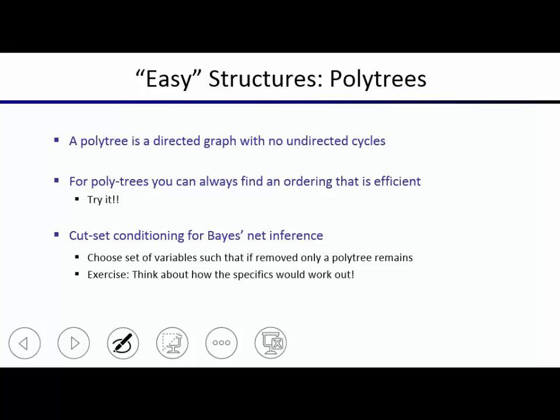So how expensive Bayes net inference is, one way to measure it is: what's the size of the biggest factor for the best elimination ordering? Another way to measure it: what's the smallest number of variables I need to cutset condition out, so to say, such that I get a polytree where inference is efficient? It does turn out that both will give you the same answer. The number of variables you need to cutset condition out versus the size of the largest factor in the best ordering will be the same.